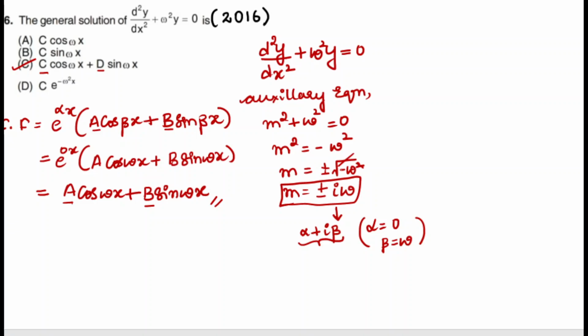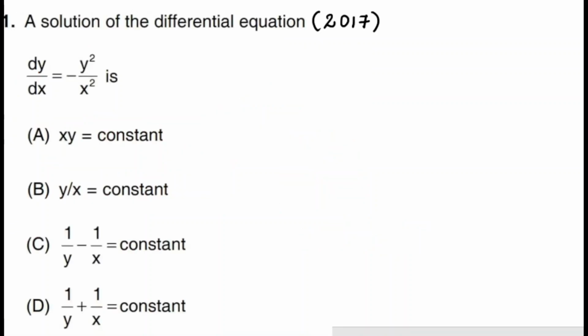Let us proceed to the next question. The next question says: the solution of the differential equation. They have given the differential equation, and we need to find the solution, which was asked in 2017. Now this is the equation. This can be solved by the variable separable method. I'm going to rewrite the equation, that is dy by dx equal to minus y square divided by x square.